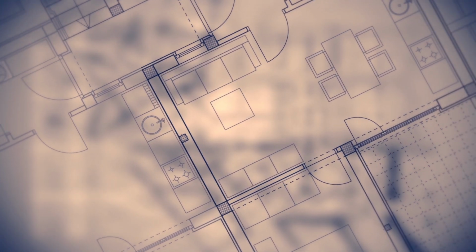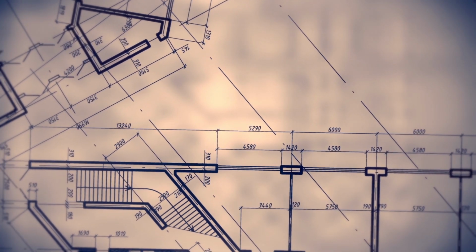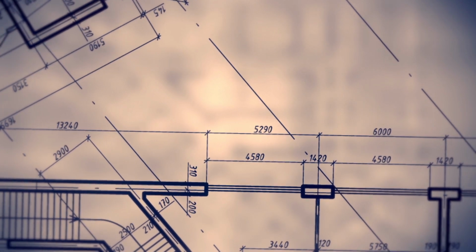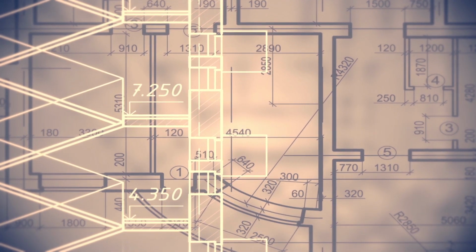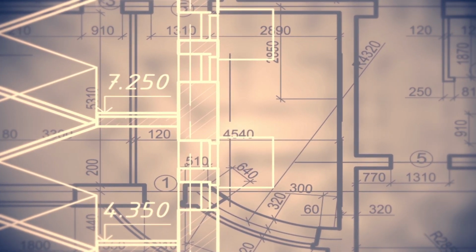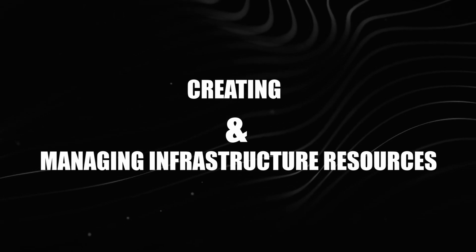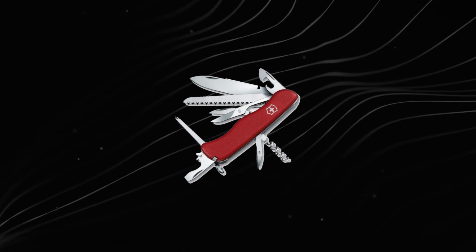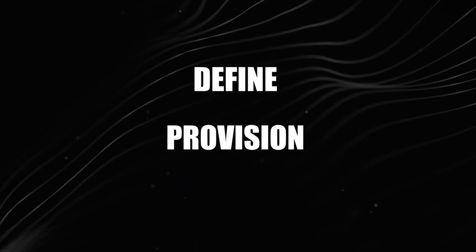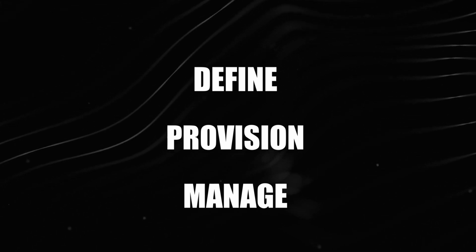Okay, so now that you guys have the basics, let's talk about an example, or a metaphor. Think of infrastructure as code as a blueprint for your infrastructure. Just like how a blueprint provides a detailed plan for constructing a building, IaC files provide instructions for creating and managing infrastructure resources. Terraform, in particular, is like a Swiss Army knife for infrastructure. It allows you to define, provision, and manage infrastructure resources in a single unified workflow.